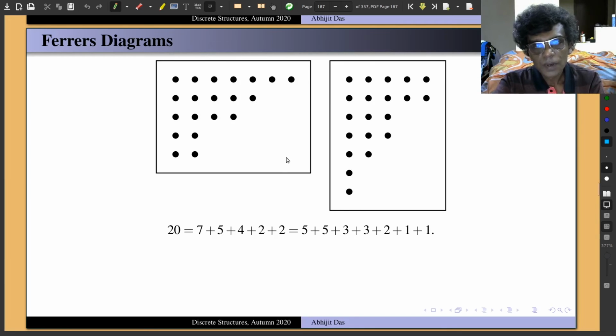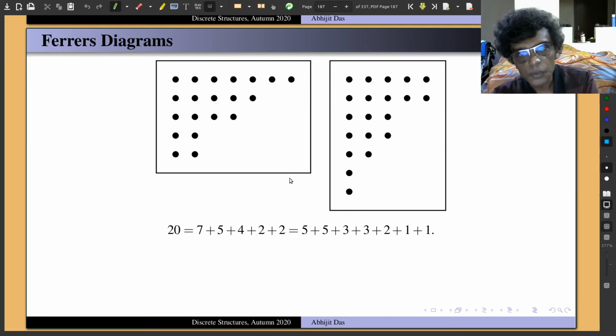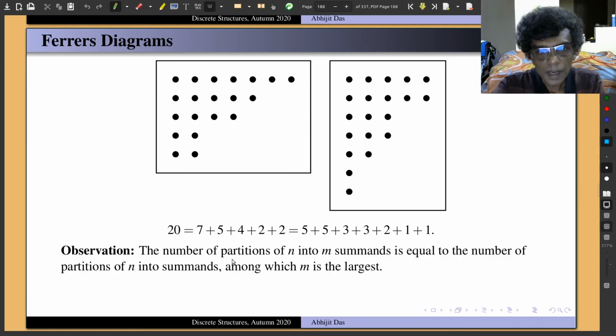Now, from this pictorial representation, I can conclude that the number of partitions of n into m summands, in this case partitions of 20 into 5 summands, is equal to the number of partitions of n into some number of summands, but among these summands, m will be the largest. So this is 1, 2, 3, 4, 5, and in the transposition, 5 is the largest summand.